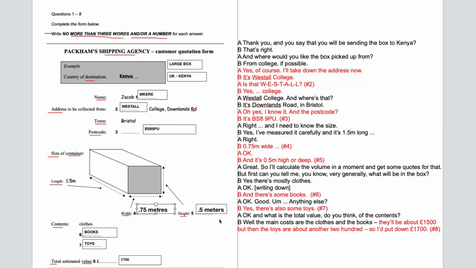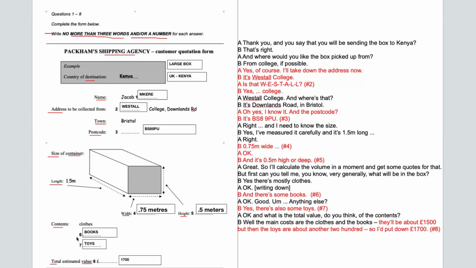And the same thing goes here for height, 0.5 meters. And he says 0.5 meters high or deep. Now, you could not write 0.5 meters high or deep. You could not write this exact answer because it is more than 3 words and a number. So that would be incorrect. And that's why you'd have to put 0.5 meters high as one, or another possibility could be 0.5 meters deep, but you could not write all 4 of these words.